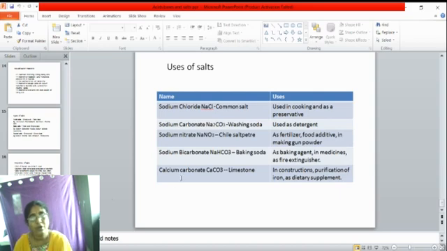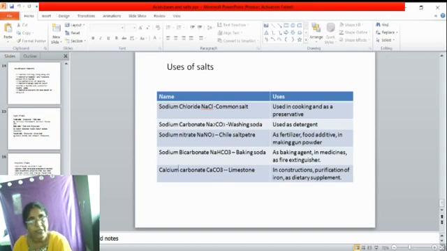Then lastly, what is the use of these salts? How can we use salts for various purposes? Sodium chloride, that is a common salt. There's no need of any explanation for this. Used in cooking as well as a preservative. Then sodium carbonate, also called washing soda, that is used in your detergents. Then sodium nitrate. This is chile saltpetre, right? As fertilizer, food additive, and in making gunpowder also.